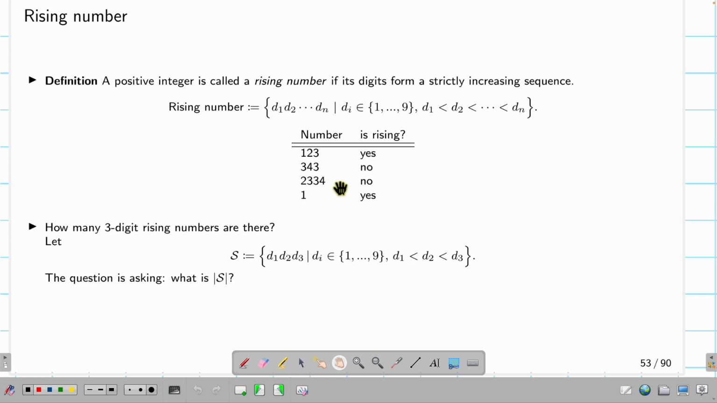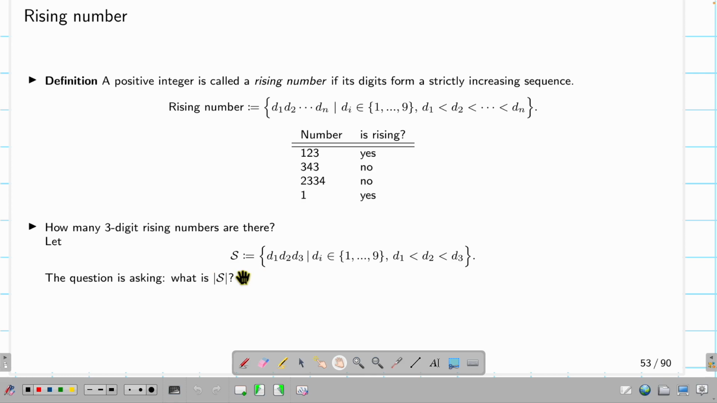Okay? Is 3, 4, 3 a rising number? No, because after 4, this digit is smaller than 4, but a rising number requires this digit to be larger than 4. Is 2, 3, 3, 4 a rising number? No, because 3 is not smaller than 3. 3 is equal to 3. Is 1 a rising number? Yes.